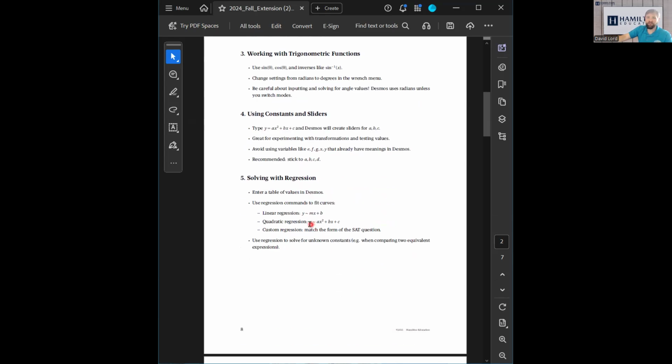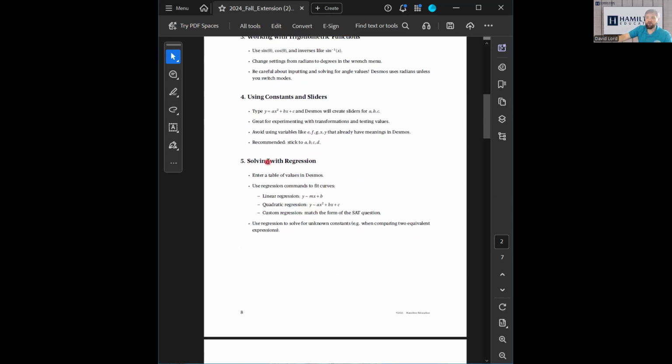And probably the most powerful thing I've seen on Desmos is something called regression, where we can use a table of values to make regression curves, but we can also find some equivalent functions and convert them from one form to the other by using regression. All right, if you're ready, let's begin with the first question.